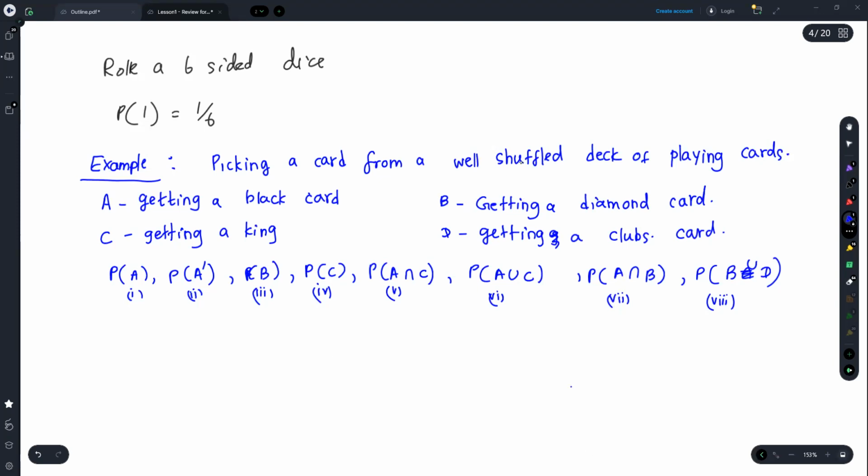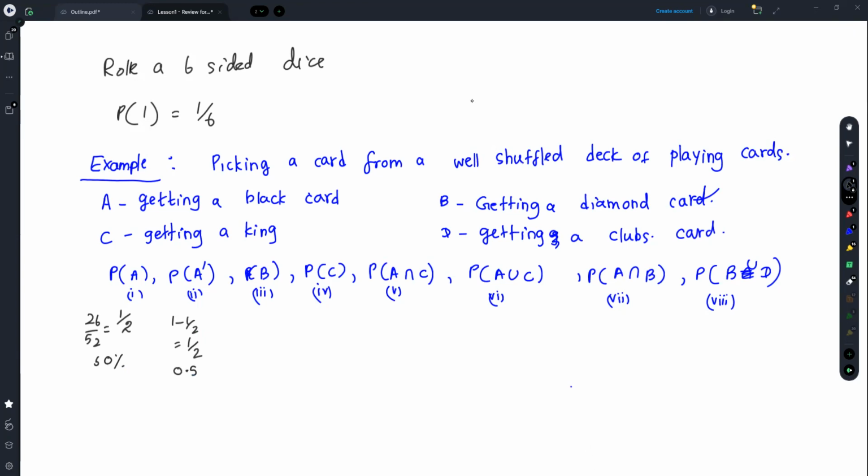What is the probability of A? Probability of getting a black card? 0.5, let's say 1/2. Why? 26 black cards out of 52, so that is 1/2. Then its complement, 1 minus 1/2, is again 1/2, or you may say 50% or 0.5, right? Either way, it's correct.